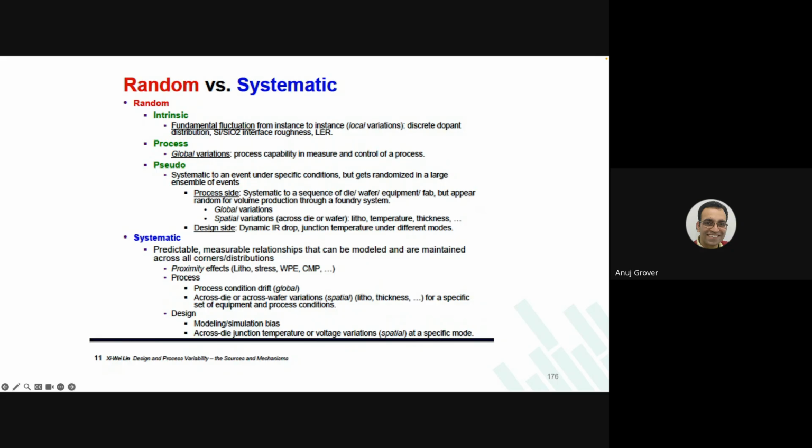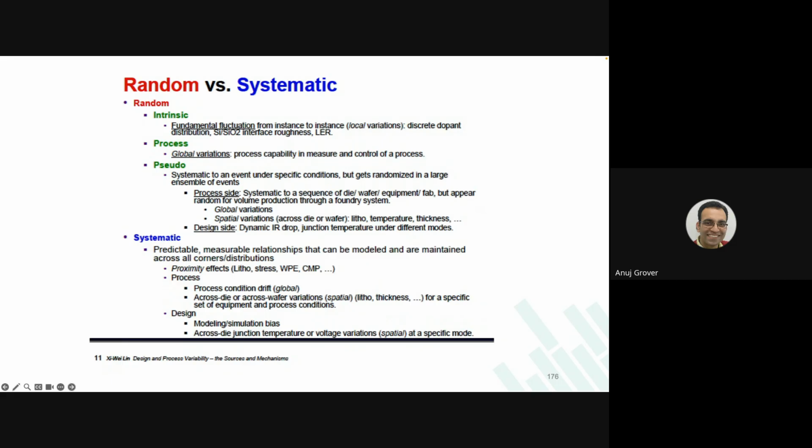So, how many of you ran Monte Carlo simulations in DVD also? Hands up. You do not even know what kind of variations they are modeling. But you ran the simulation and you could see the impact of mismatch on your output.